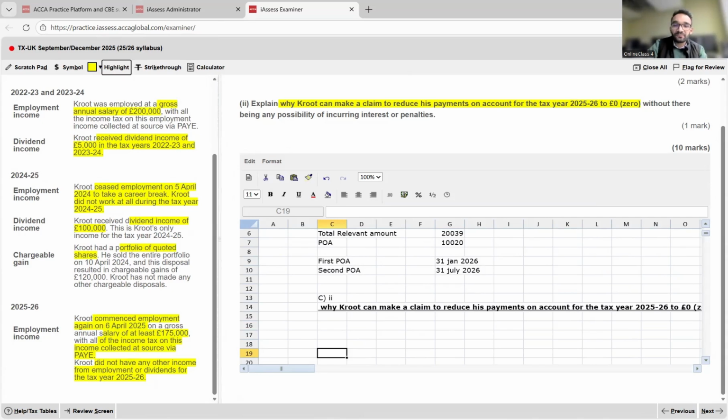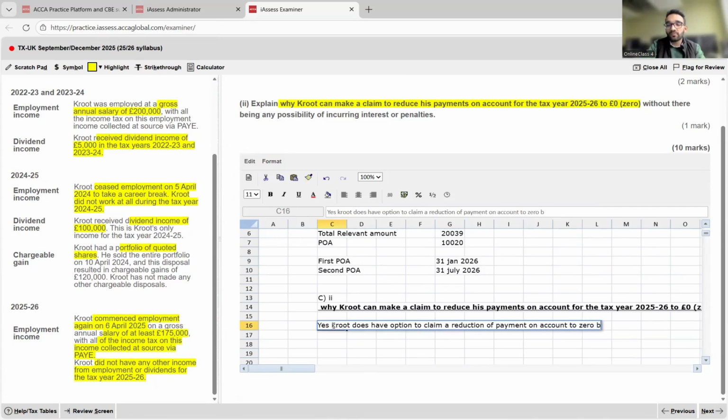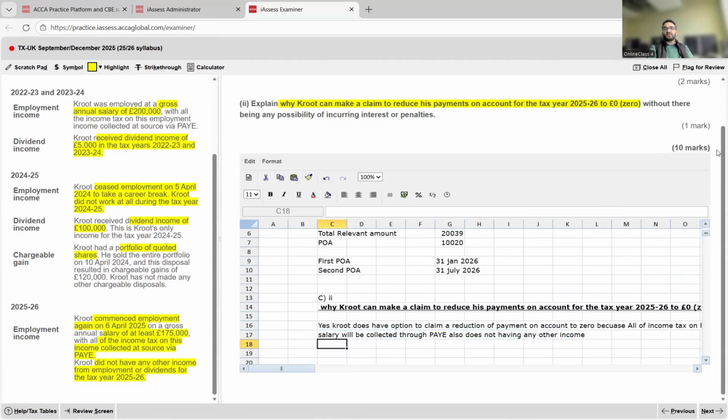So you can just write: yes, Croat does have the option to claim a reduction of payment on account to 0 because all of the income tax on his salary will be collected through PAYE, and he does not have any other income. So this is 10 marks. 1 mark relates to this.